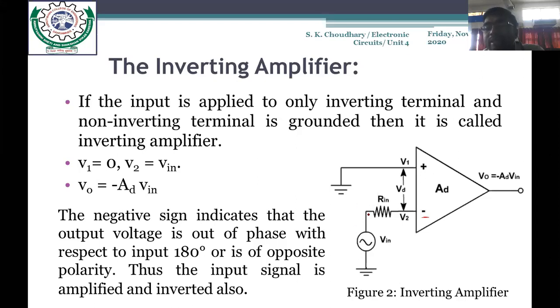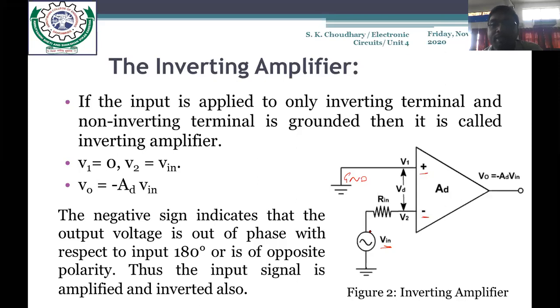Okay. So you can see here, to make the op-amp an inverting amplifier, we have grounded the non-inverting terminal. And the input voltage is applied at the inverting or negative terminal through the resistance Ri. The differential voltage between both terminals is Vd, that is V1 minus V2 as usual. So if input is applied only to the inverting terminal and the non-inverting terminal is grounded, then it is called an inverting amplifier.